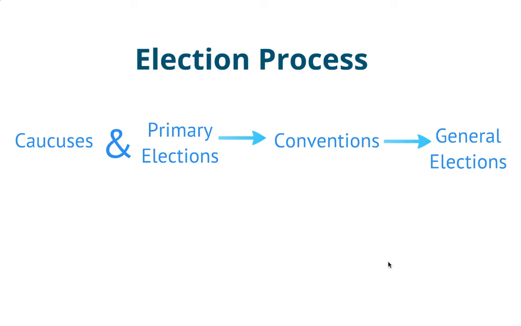First, you have caucuses or primary elections, depending on the state. There's not a huge difference. Essentially, the people go vote for the candidate of whichever party they are a member of, and they are trying to choose one candidate to represent their party. Then you move on to convention, which is where there's kind of like a big party for 4 or 5 days, and the party chooses its candidate. And then you move on to the general election, which is what most people think of in a presidential election.